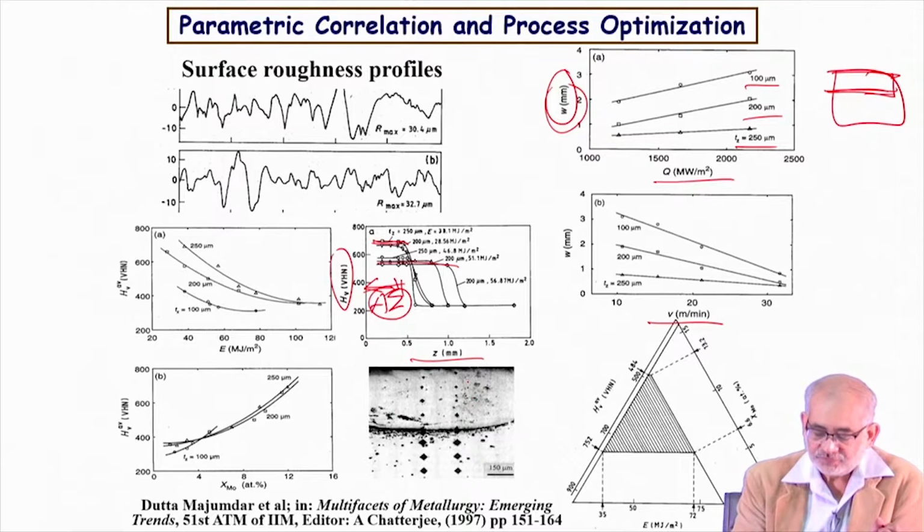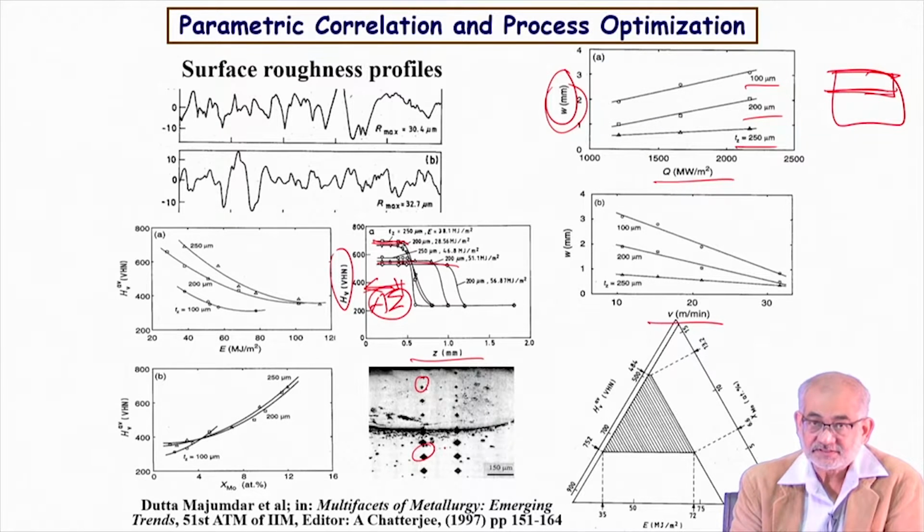In fact, if you indent on the cross section, you see the indentation marks are much smaller compared to the indentation marks at the surface below, the substrate below. So obviously this is softer and this is harder. So this is the typical alloyed zone.